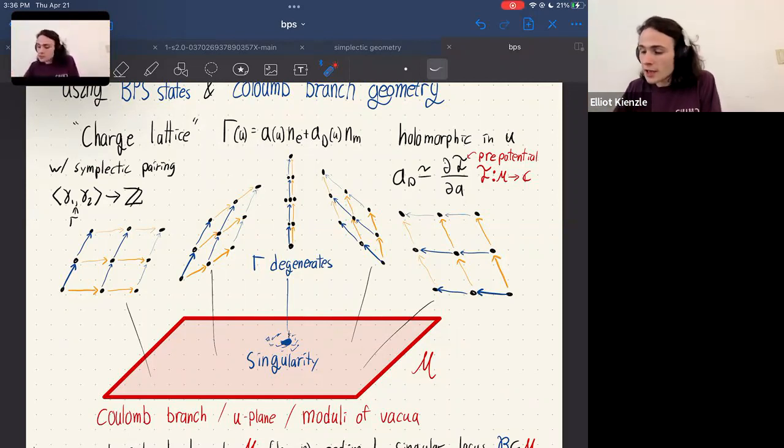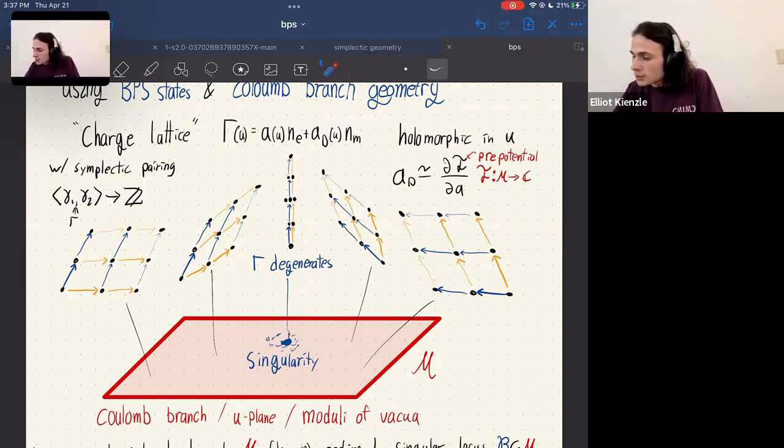This lattice is parameterized by two functions, and we're saying that it varies holomorphically in these functions. So it's a holomorphically varying lattice. And we actually have a nice symplectic pairing, which comes from the Dirac quantization condition, giving you a natural symplectic pairing on this lattice.